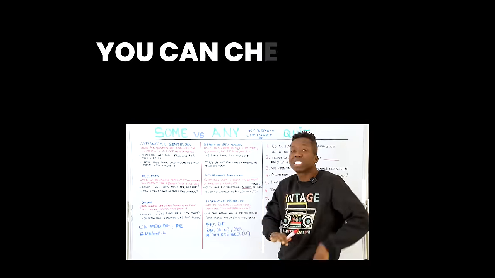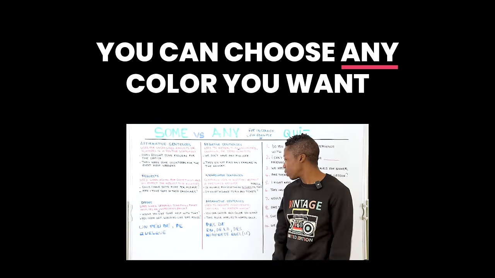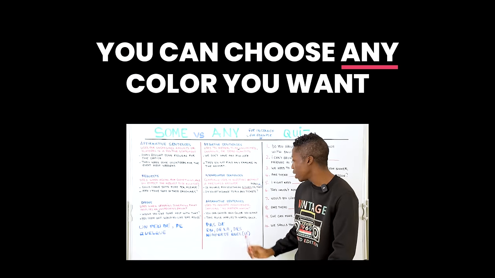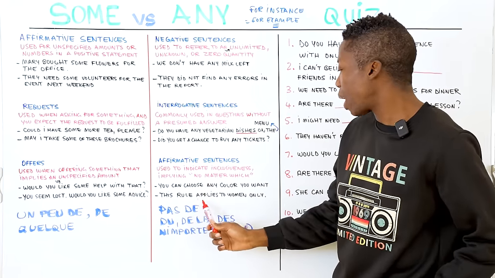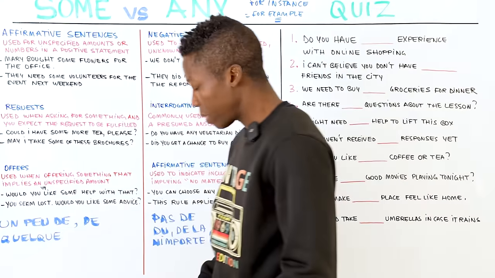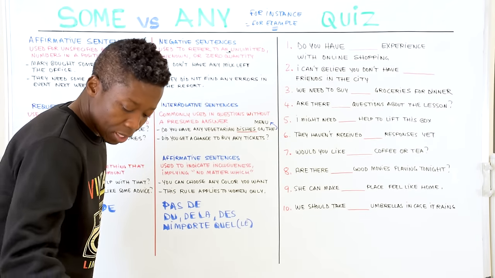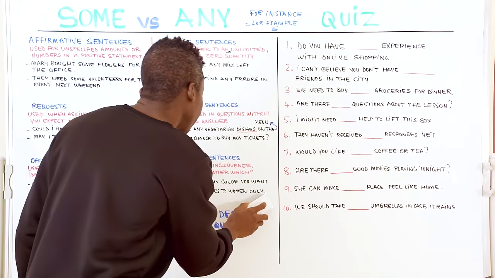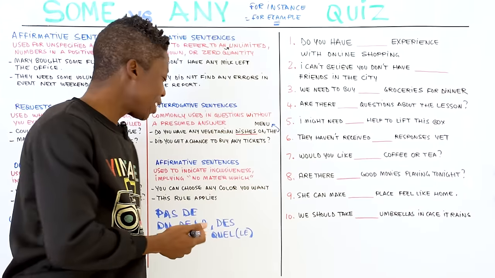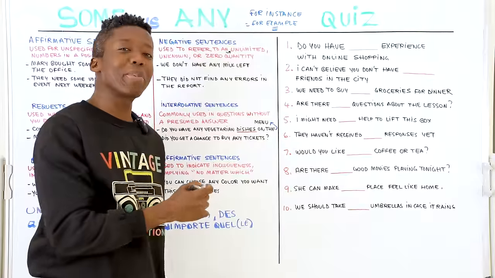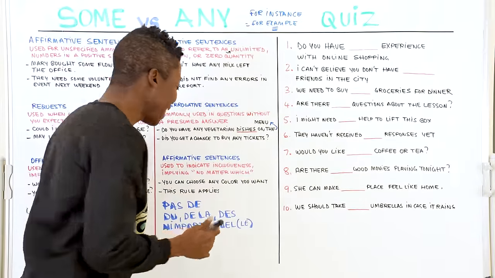Example, you can choose any color you want. Okay, you can choose any color you want. This rule applies to any women. Any women of, let me change this. It's a good thing that I saw this rule applies to women only. There is no any in the sentence, n'est-ce pas?